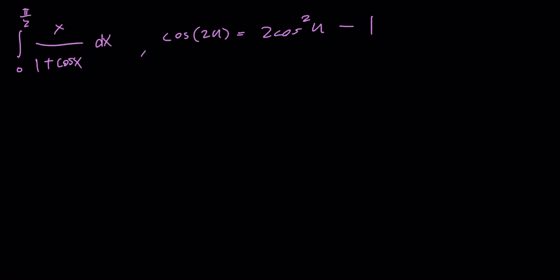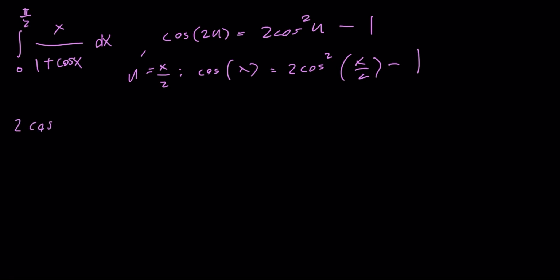And if we substitute in u equals x over 2, we have cosine of x equals 2 cosine squared of x over 2 minus 1. And then adding 1 on both sides, we have that 2 cosine squared of x over 2 is equal to 1 plus the cosine of x.